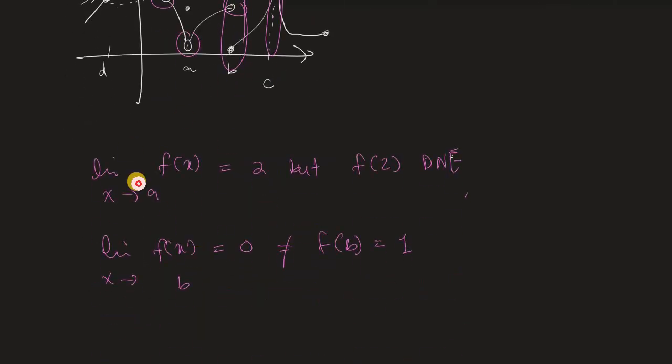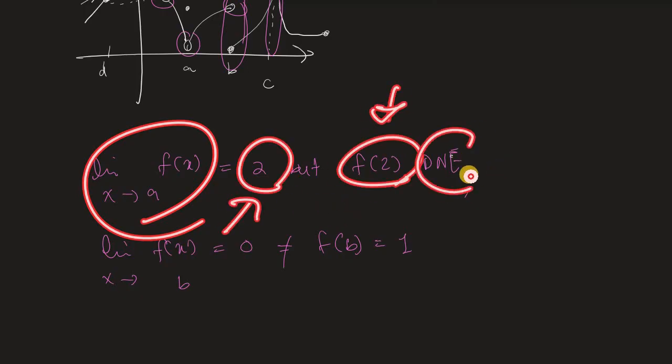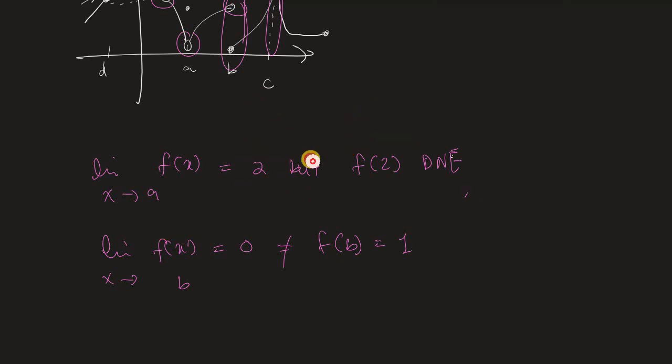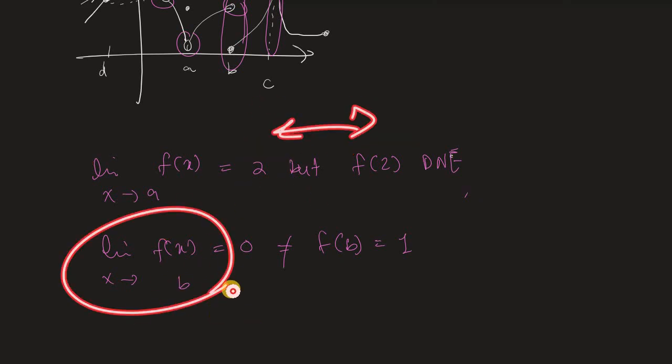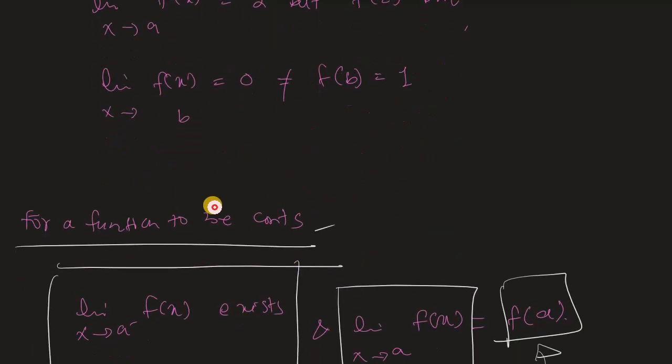Okay, so for example, let's say the limit as x approaches a equals 2, but the value of f of a doesn't exist, so that's a discontinuity as well. And similarly, we have the limit value equal to 0, however the value of the function at b is equal to 1, so again that's a case of discontinuity as well.